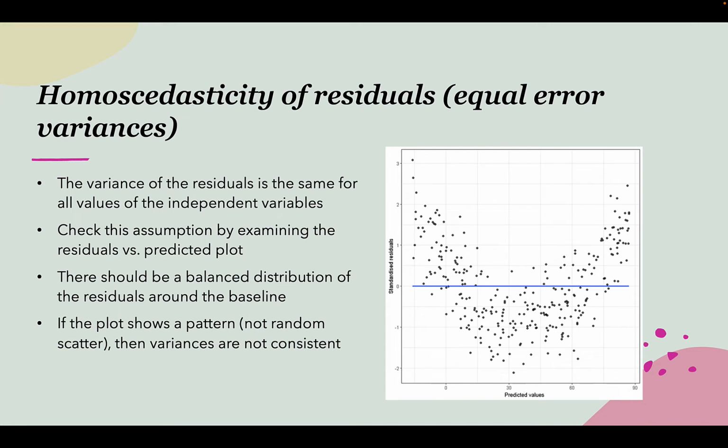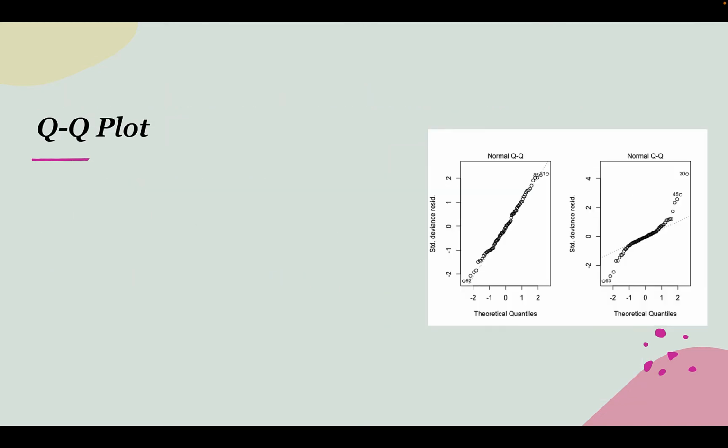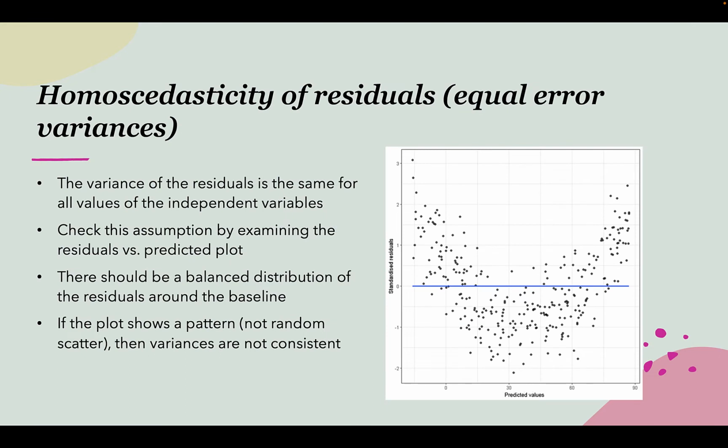If the plot shows a pattern, i.e. not random scatter, then the variances are not consistent. And in our image on the right, we definitely see a pattern. We see this kind of quadratic or parabola pattern, and that's a problem. This suggests that we are violating the equal error variances assumption.